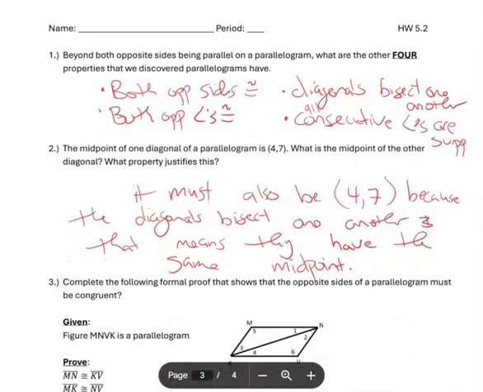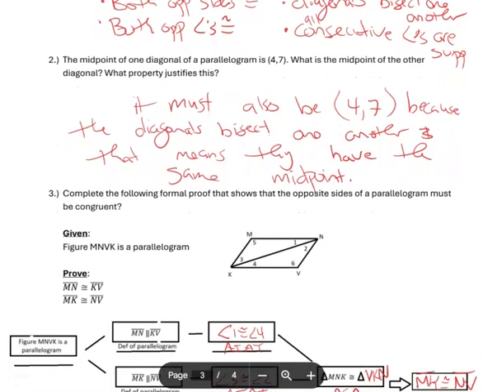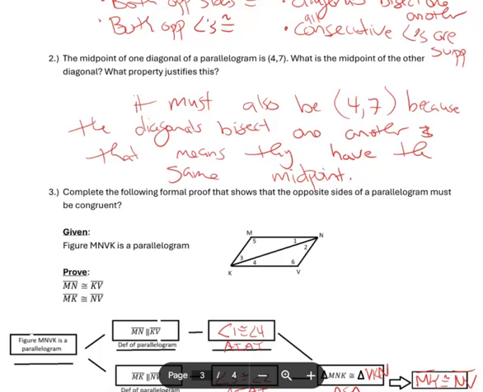Now for your homework. Beyond both opposite sides being parallel in a parallelogram, what other 4 properties have we discovered? We know both opposite sides are congruent, both opposite angles are congruent, diagonals bisect one another, and all consecutive angles are supplementary. If the midpoint of one diagonal is (4, 7), what is the midpoint of the other diagonal going to be? What property justifies this?